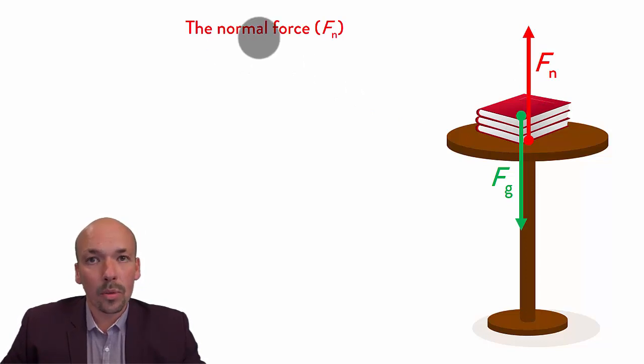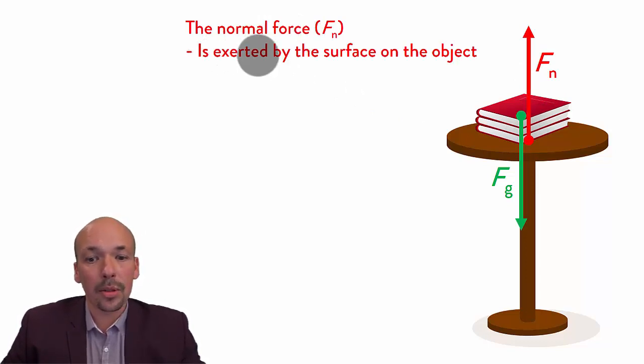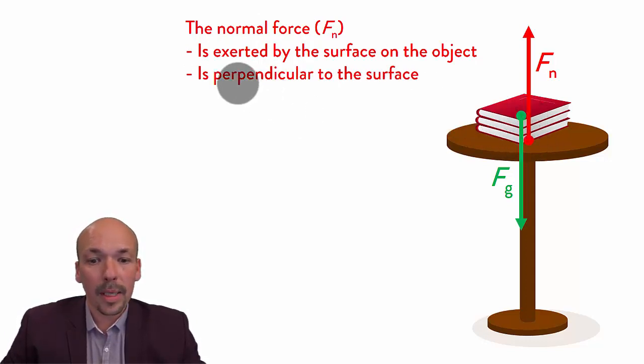It's called the normal force, Fn. It's exerted by the surface on the object, so it's exerted by the table onto the book, and it's perpendicular to the surface. So always in a straight line up and 90 degrees to the surface. And it's a reaction force, so the greater the Fg will be, the greater the Fn will be, and it will always be equal, unless the Fg will be so great that the table cannot exert a greater Fn, and then the table will simply break.